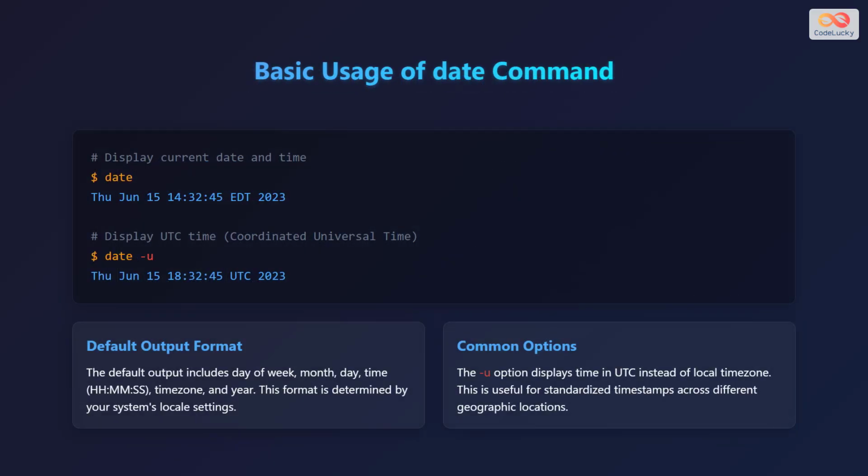Let's start with some basic examples of using the date command. Simply typing date in your terminal will display the current date and time. The output includes the day of the week, month, day, time, time zone, and year.